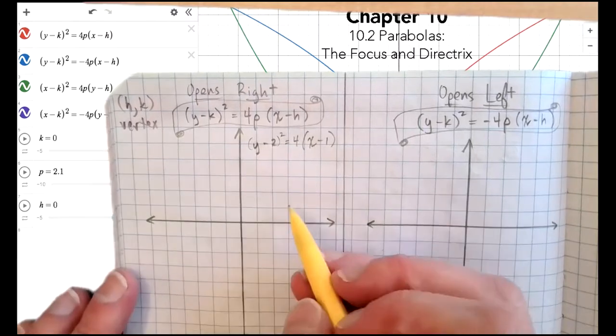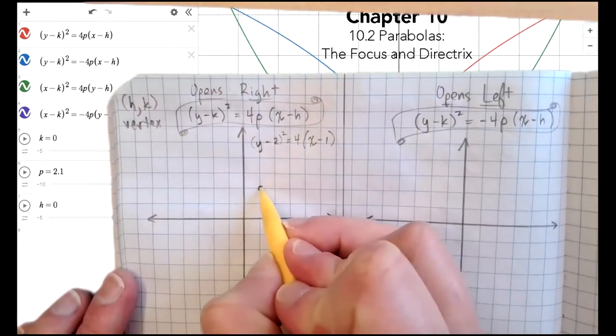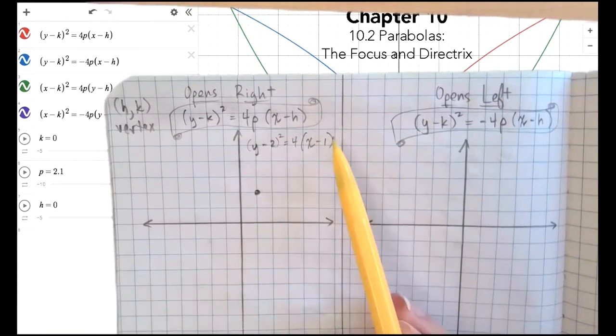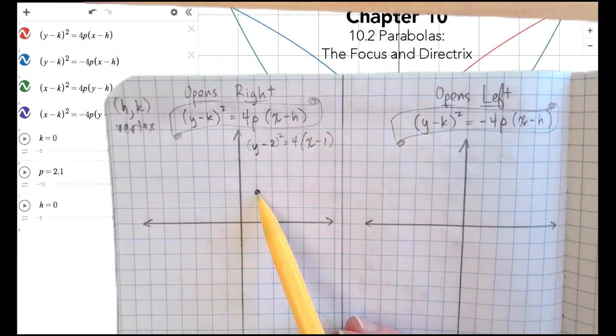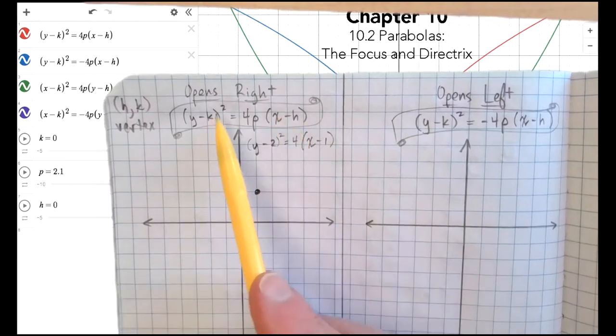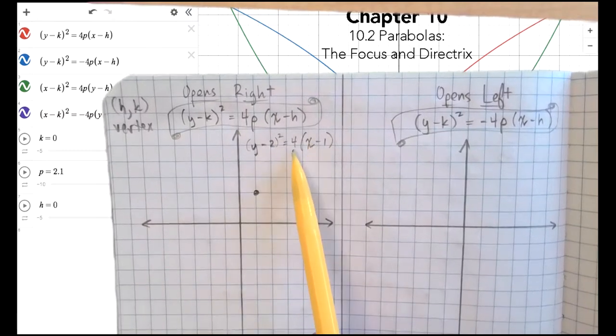Okay. If you said 1, 2, you are absolutely correct. The h value is 1. You take the opposite of the number, remember? And the k value is positive 2. So here's going to be our vertex. Now, this is going to be opening right. I guess it's kind of obvious because I said right there, but the way you would tell is you would look at this to see if it's a positive number or not.